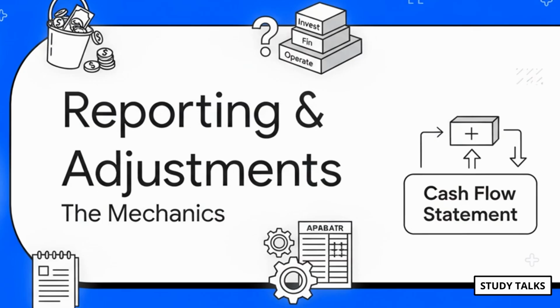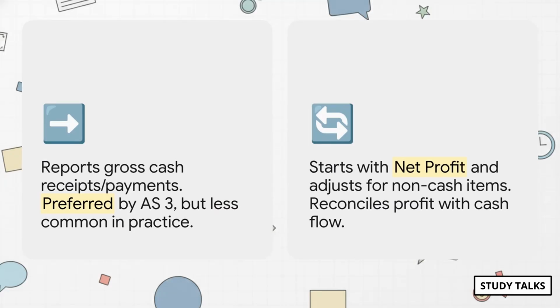Now let's talk about the how, the actual mechanics of putting this statement together. There are two ways to show your operating cash flows, the direct method and the indirect method. But let's be real. For your exams, 99% of the time, it is all about the indirect method. Why? Because it really tests your core accounting skills. It forces you to take the net profit from the P&L and reconcile it all the way back to actual cash. That's the skill the examiners want to see.